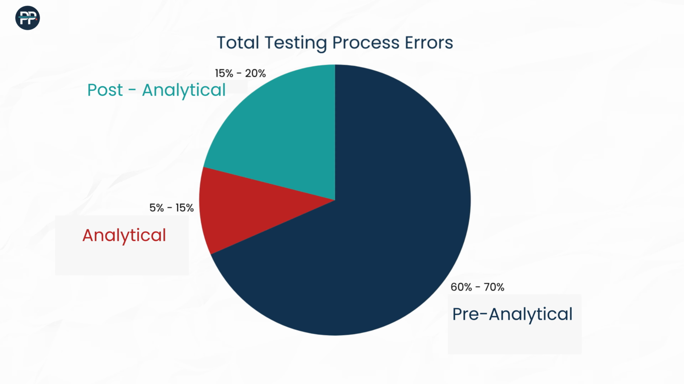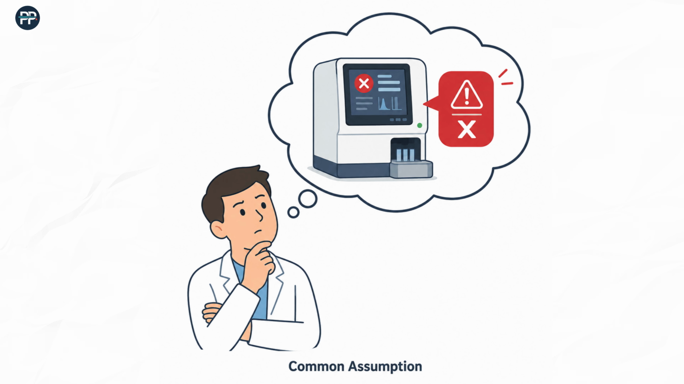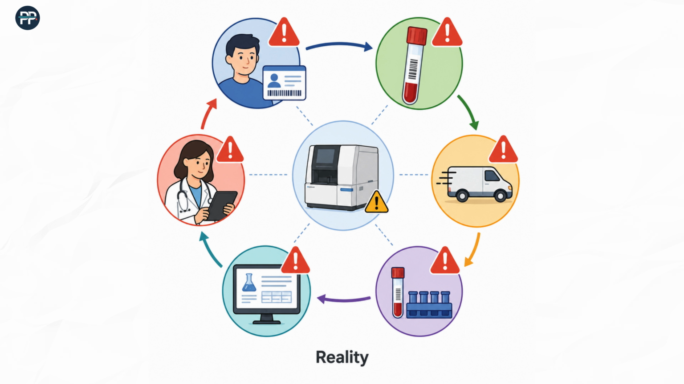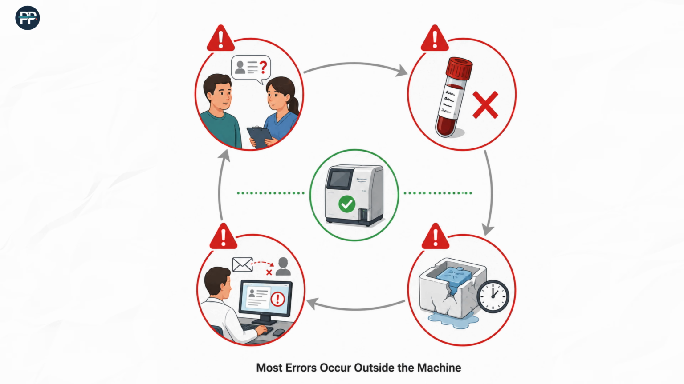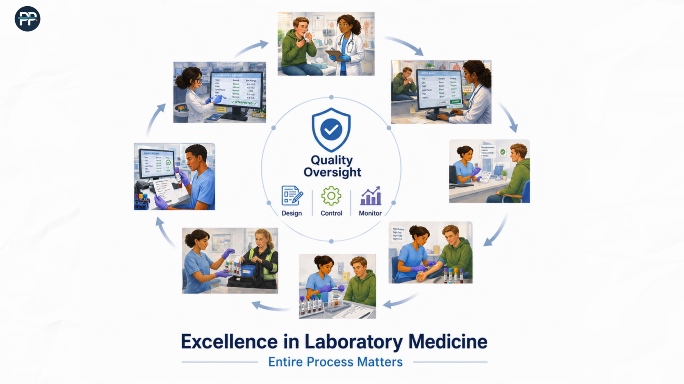This is important because it challenges a common assumption. When people think about laboratory errors, they often imagine the analyzer giving a wrong result. But in reality, the analyzer is not usually the predominant source of error in medical laboratories. Most failures occur outside the machines. The total testing process is not just the journey of a specimen, it is the protection of a clinical decision. Excellence in laboratory medicine is not defined only by analytical precision, but by how well the entire examination process is designed, controlled, and monitored.